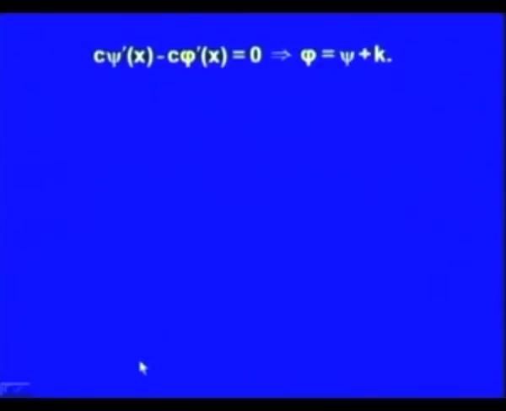So, c times psi dash x minus c times phi dash x equal to 0. You can divide by c, and then you have phi dash x equal to psi dash x. Integrating with respect to x, we will have phi(x) equal to psi(x) plus k. This k is an arbitrary constant.